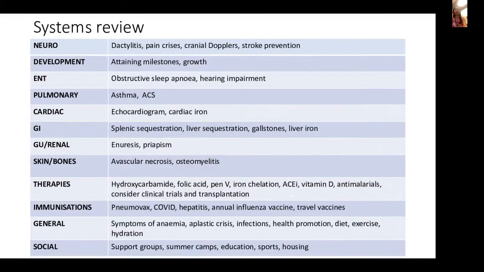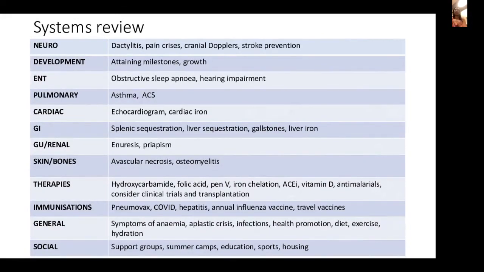ENT, you inquire about any obstructive sleep apnea, because hypertrophic adenoids are quite common, and again that can lead to more hypoxia and more worsening pain. So that's important that we ask about that, and if necessary get them seen by ENT for intervention. And unfortunately, sickling can sometimes lead to hearing impairment, so making sure parents don't have any concerns about hearing. Asthma is a common comorbidity with sickle cell, and that needs to be managed, because anything that promotes hypoxia worsens sickle cell, and again acute chest syndrome.